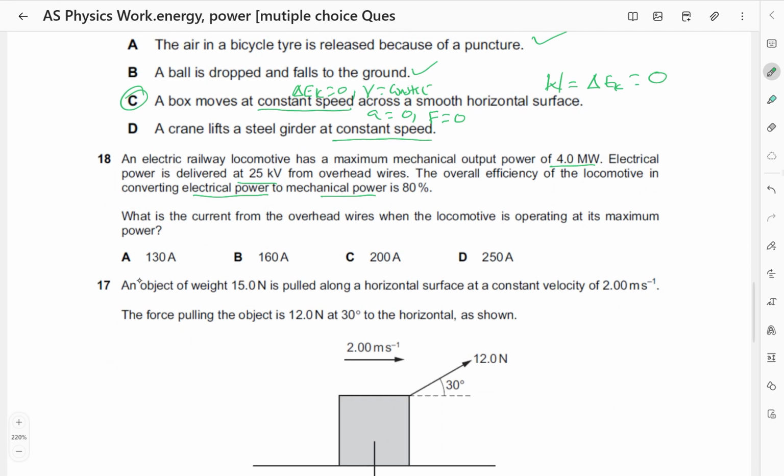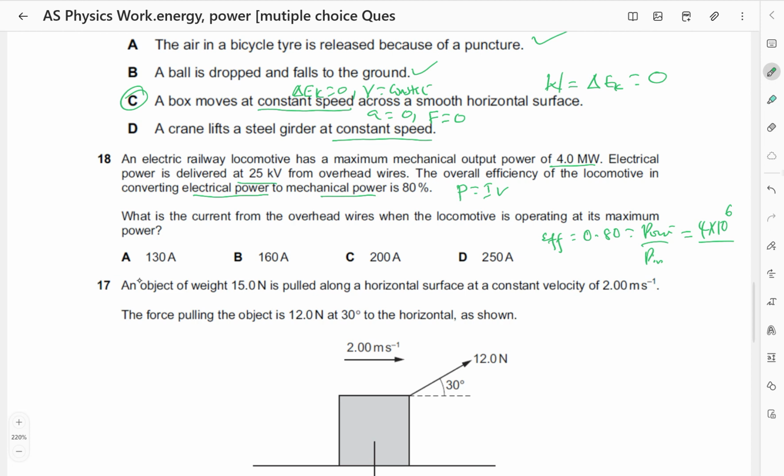So first of all, we know that power is going to be I times V. And we also know that efficiency, which is 0.80, is going to be the power output divided by the power input. An electrical railway locomotive has a maximum mechanical output power of 4 megawatts. That is the output. So the output is 4 times 10 power 6, divided by the power input.